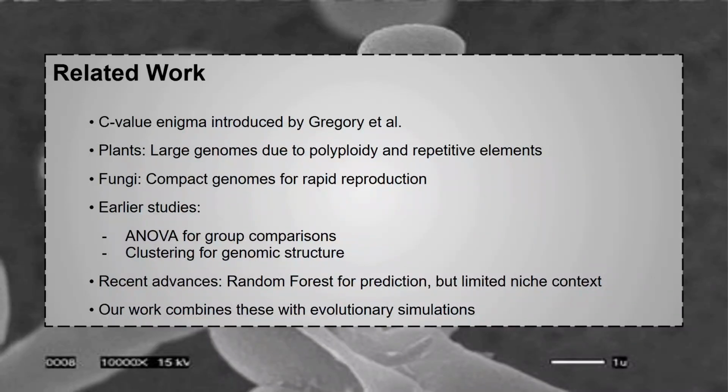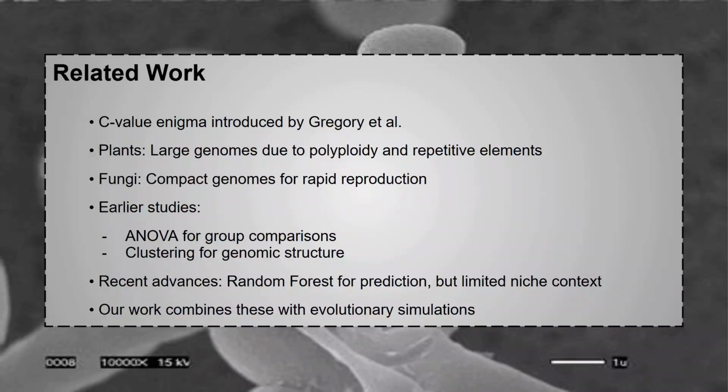The C-value enigma was introduced by Gregory and others to describe the disconnect between genome size and organism complexity. Plants, for instance, often have large genomes due to polyploidy and repetitive elements. Fungi, on the other hand, tend to have compact genomes, possibly because they rely on rapid reproduction and adaptation.